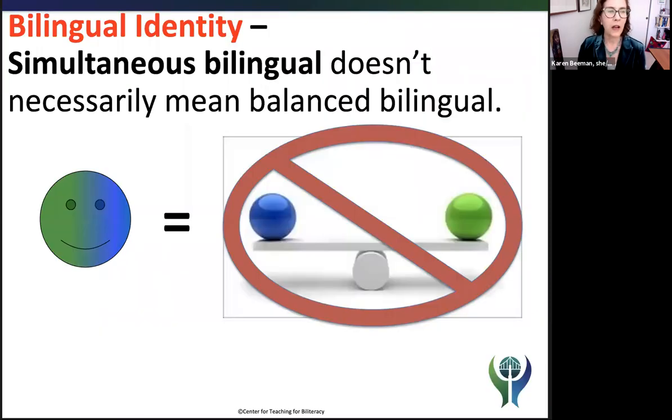A little thing about simultaneous bilinguals that we've learned to say is being simultaneous bilingual does not mean that you automatically have in Spanish the same knowledge, experiences in language as what you have in English. Simultaneous bilinguals don't necessarily mean that they are balanced bilinguals. And so you're starting to realize that this is a challenge, right? And a very good one. They know some things in Spanish and different things in English.